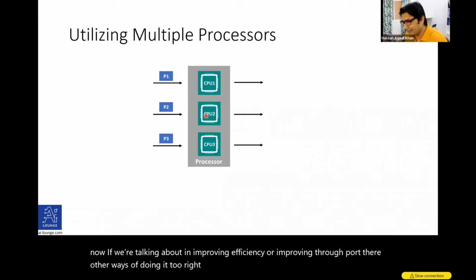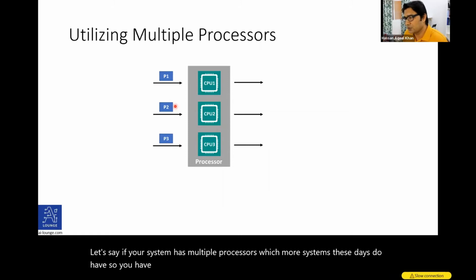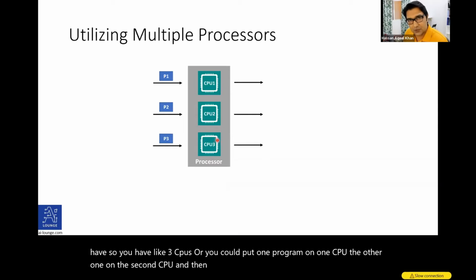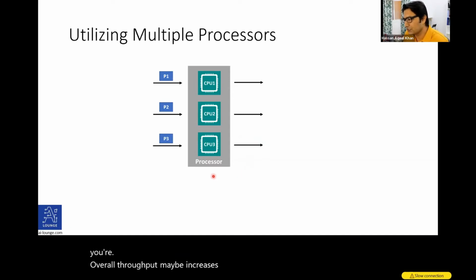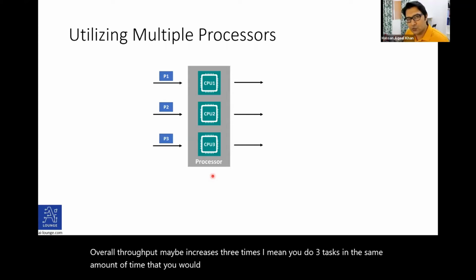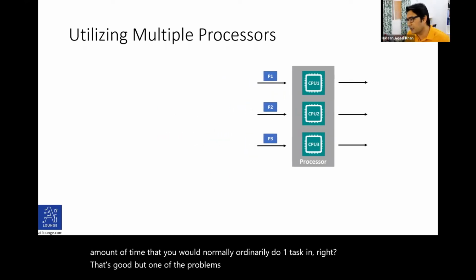So let's say your system has multiple processors, which most systems these days do, so you have like 3 CPUs. You could put one program on one CPU, the other one on the second CPU, and the third one on maybe the third CPU. And of course, you're doing 3 things simultaneously, so you would expect that your overall throughput maybe increases 3 times. I mean, you do 3 tasks in the same amount of time that you would ordinarily do one task in, right?